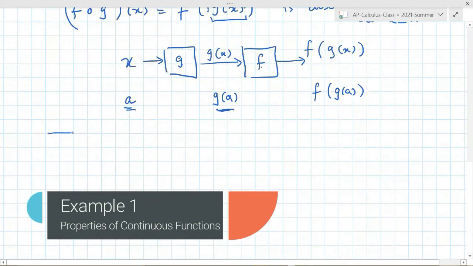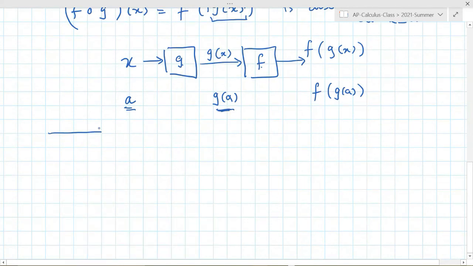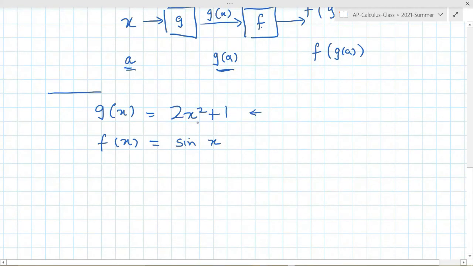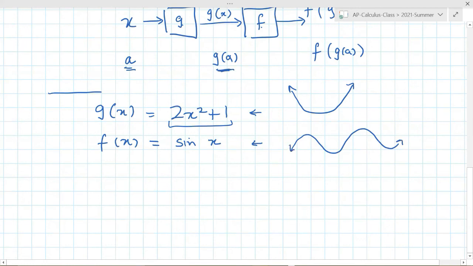Let's look at an example. So let's say you have g of x is 2x squared plus 1. Okay, and let's say f of x is sine of x. And you know that this is a polynomial, right? Is it continuous? What kind of function is that? It's a quadratic. It's a parabola, right? If you graph it, it's like this. It's continuous, right? There is no break. And this one, it's like that, right? Keeps on going forever. Both of these are continuous everywhere.